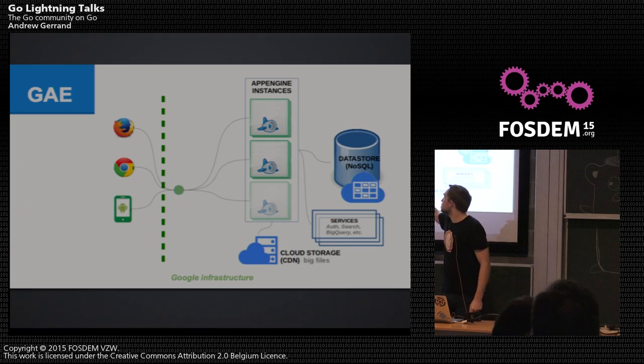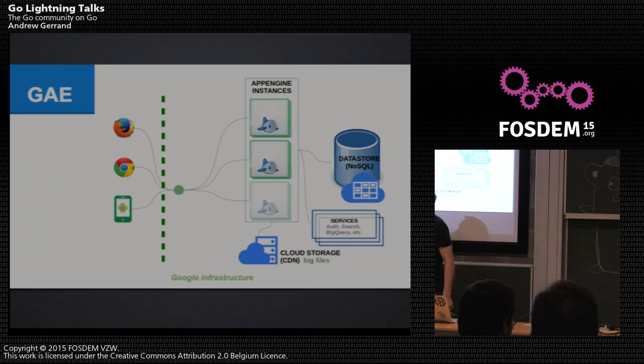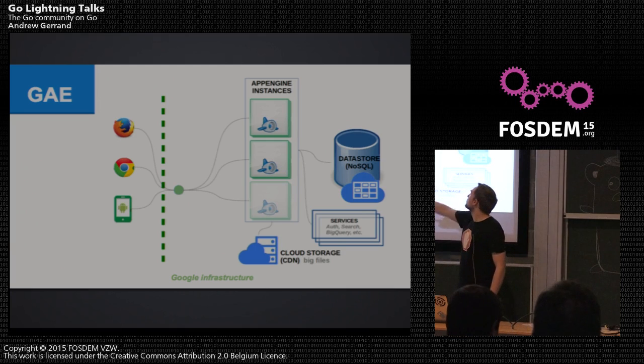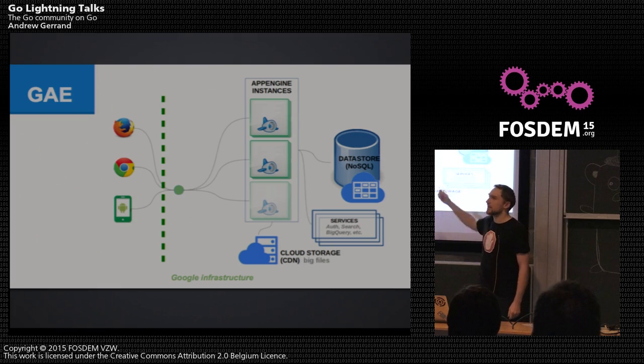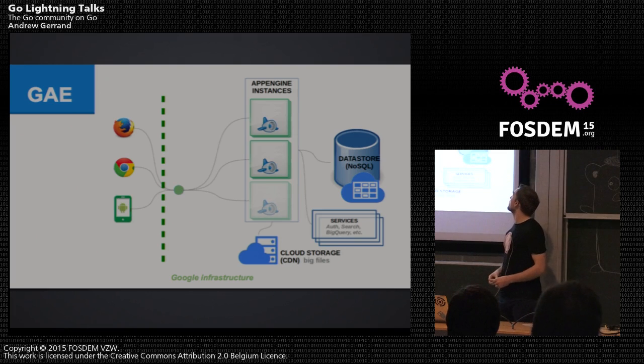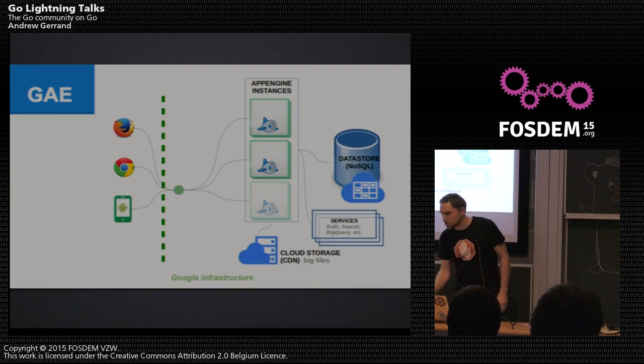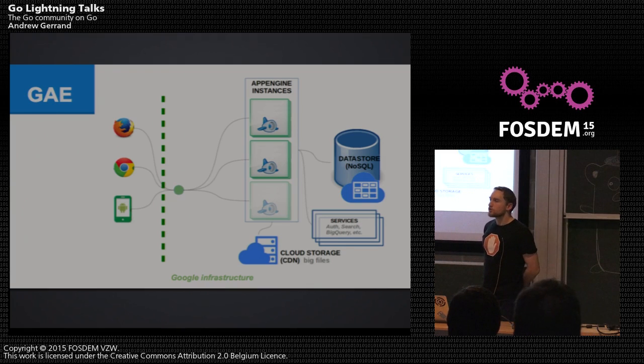So the HTTP request that comes from your browser goes to one of the instances. It can be any one of the instances. That's why it's very important for the instance to be stateless. And then it fetches some data in the datastore or services that are provided by the Google infrastructure. Unless, of course, in a certain number of specific cases your instance is not used at all for the request.